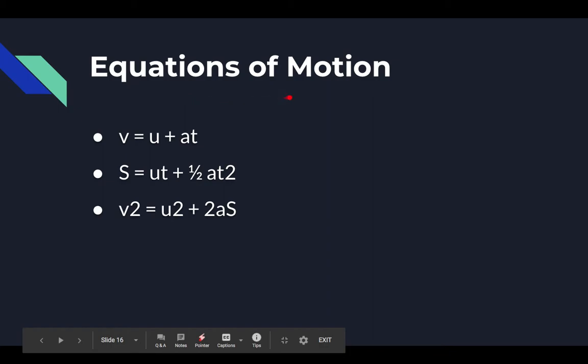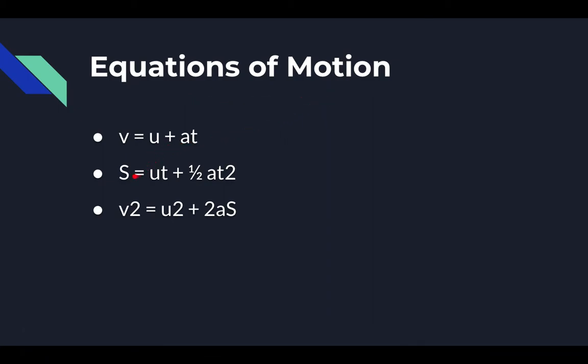Now we have three equations of motion: v equal to u plus at, s equal to ut plus half at square, and v square equal to u square plus 2as. These three equations of motion we are going to prove. In your examinations, the last two equations are normally asked to prove, because the first equation of motion is very simple to prove, so normally it is not asked. So if you are asked in exam to write the equations of motion, you can simply write these three equations: v equal to u plus at, s equal to ut plus half at square, v square equal to u square plus 2as.